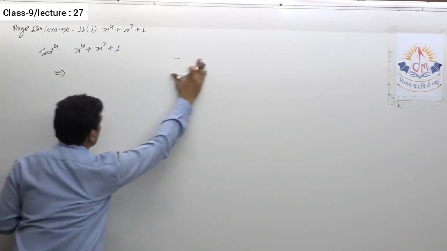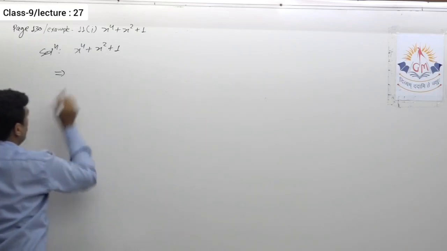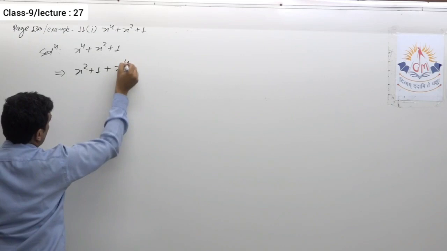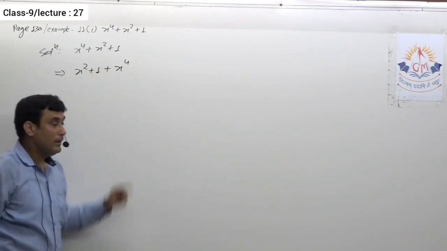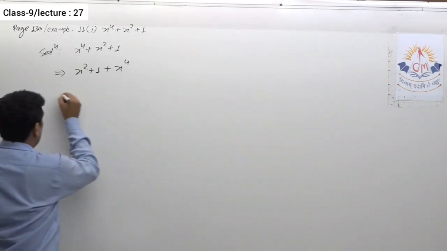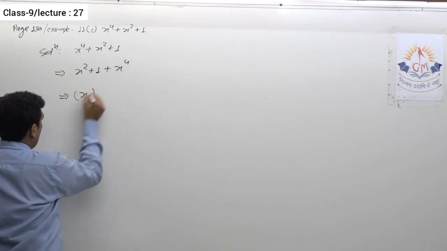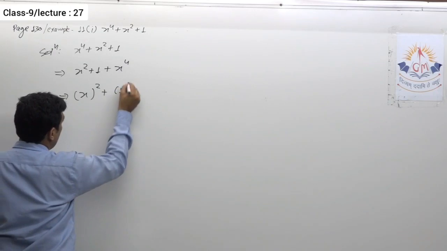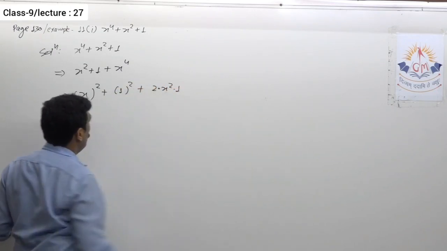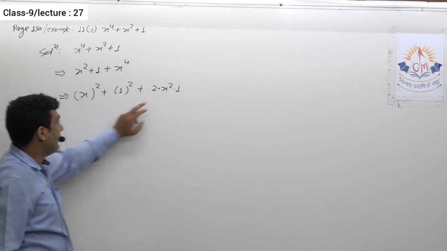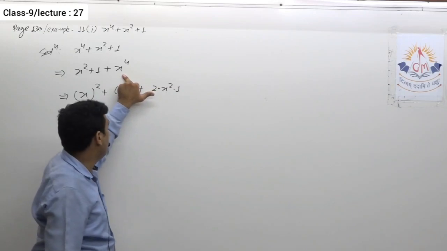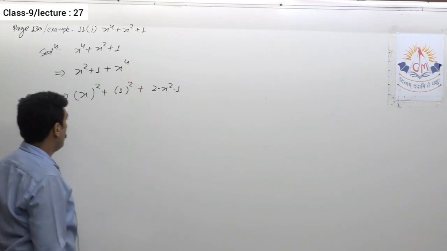So I am removing this. Now I rewrite the expression in this way: a square plus b square, and over here x raised to 4. Now I am considering this as a square and this as b square. So a square plus b square plus 2 into a into b. Again you can see this third term 2x square is not a part of the given expression, but here we can say one thing.